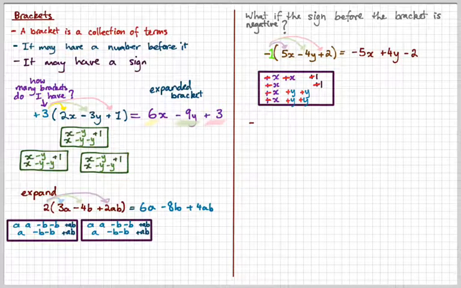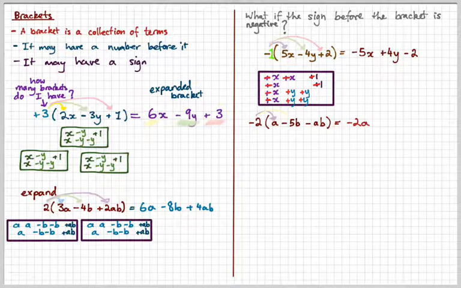Let's look at two more examples. So we could have minus 2 brackets a minus 5b minus ab, for example. We're going to use the multiplication rule. So maybe you should pause the video and check that you get the correct answer. So we're going to do minus 2 times a, which is minus 2a. We're going to do minus 2 times minus 5b, which is plus 10b. And we're going to do minus 2 times minus ab, which is plus 2ab.